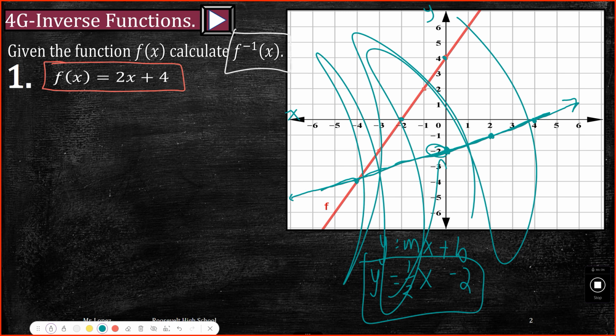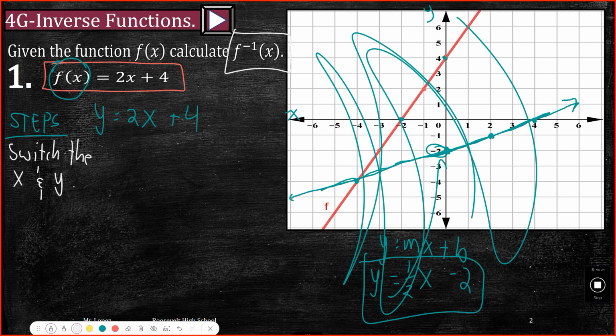Here we go. Here are the steps. Step 0 is to get rid of f of x, because f of x is y. So let's rewrite it as y equals 2x plus 4. Now we're going to start with the steps. Step 1: switch the x and y, meaning that wherever you see an x, you substitute it with the y, and wherever you see a y, you substitute it with the x.